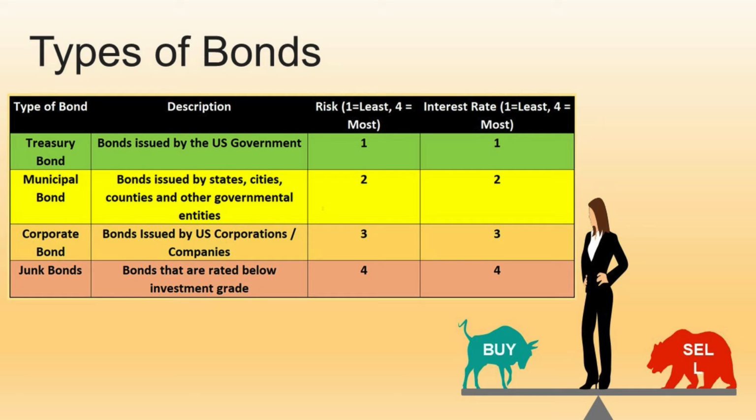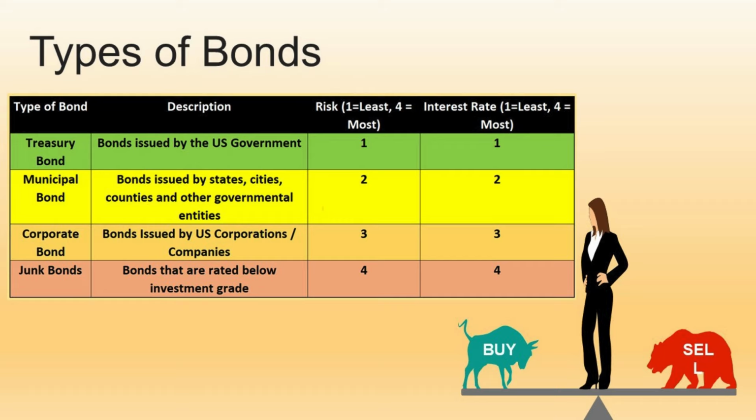A 0% coupon bond doesn't pay interest, but instead makes a single payment at maturity that's higher than the initial purchase price. For example, you might pay $850 for a 3-year zero coupon bond with a face value of $1,000, and the company would pay $1,000 at maturity.